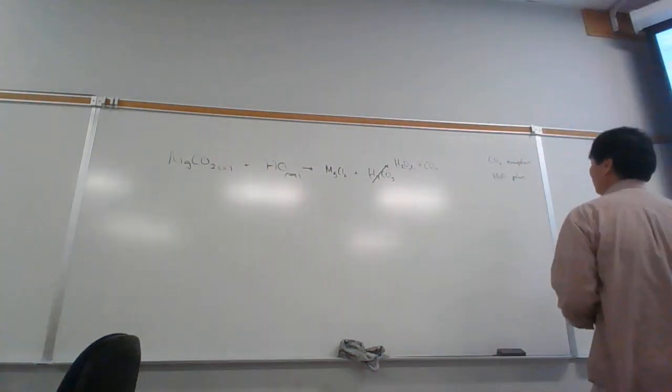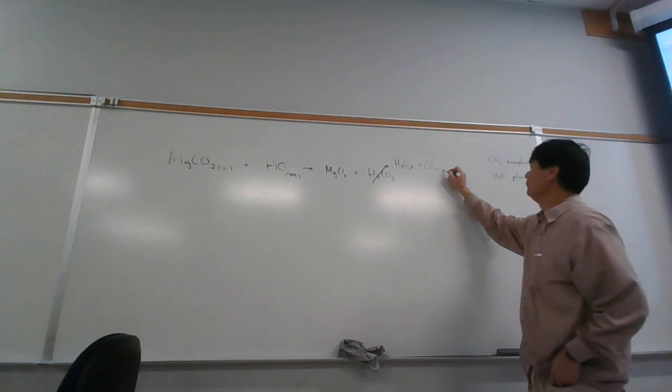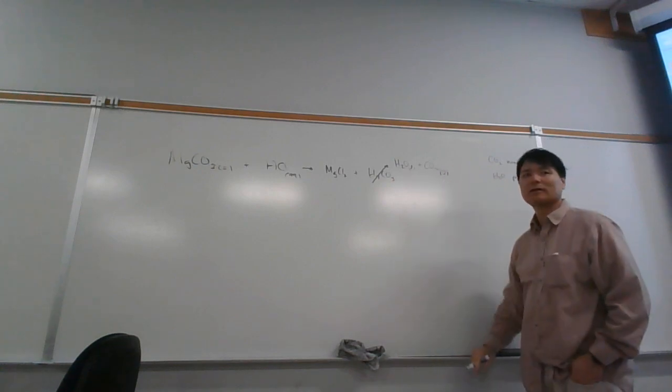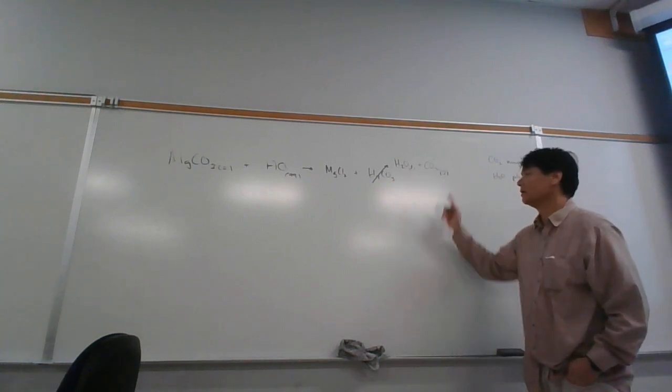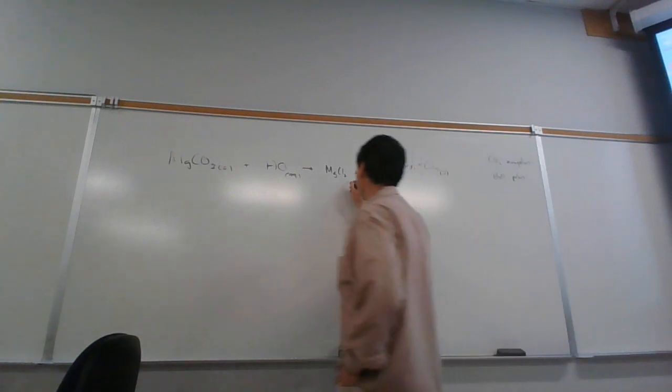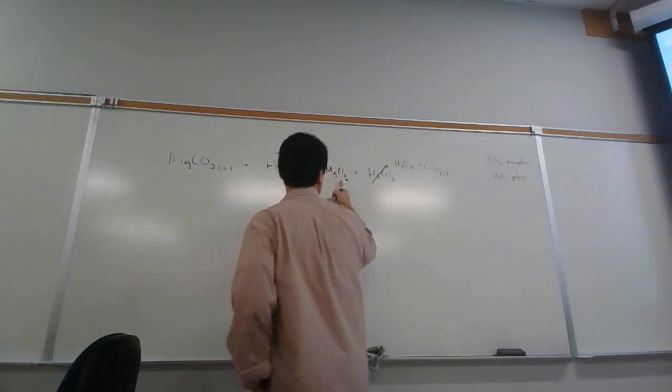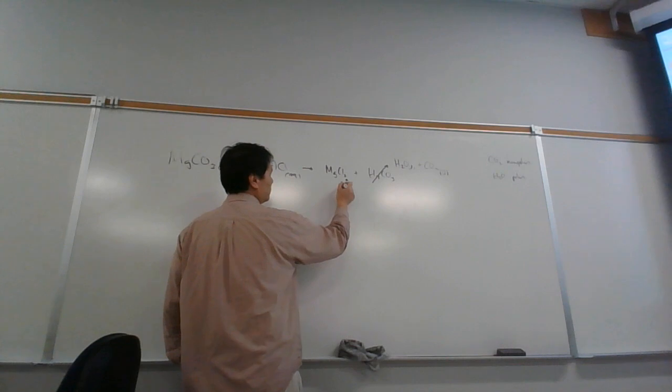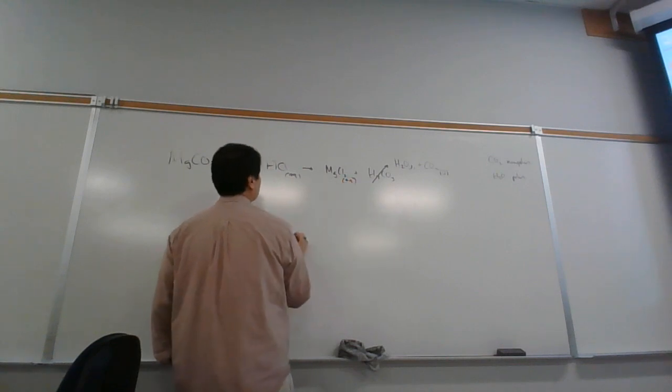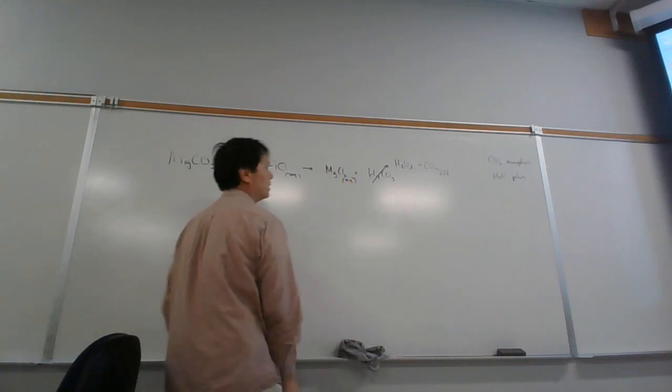And so, anyway, this is just a typo. I think it should be gas. You're right, this is wrong. If they put aqueous, that's wrong. Chlorides, bromides, and iodides are soluble except for silver, lead, and mercury. So this is aqueous, that's okay. And it'll be balanced, of course.